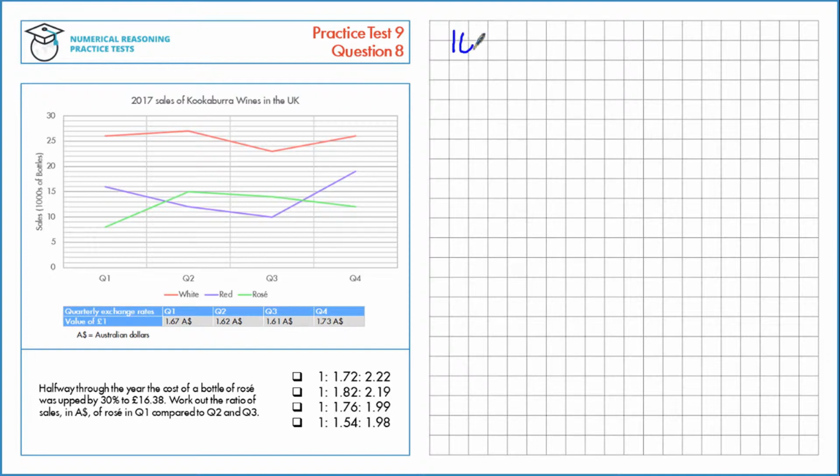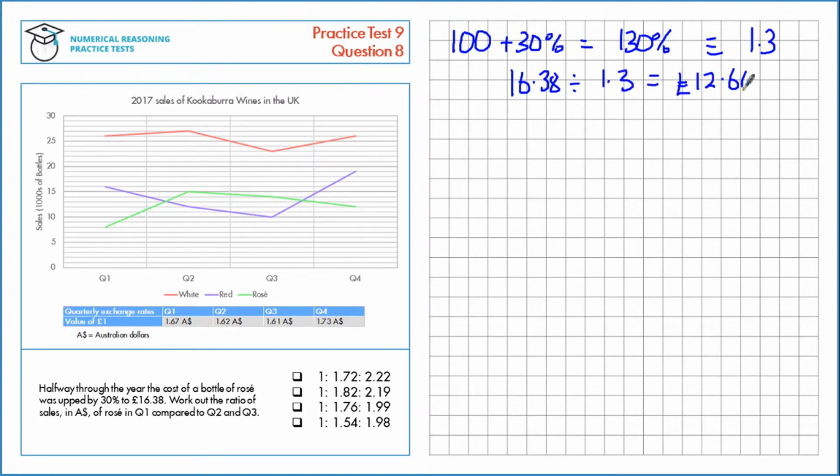If it's been increased by 30%, then it was 100% plus 30%, which is 130%. So it's 130% now. That's equivalent to a multiplier of 1.3. If we have 130% and we want the original value, we divide by the multiplier. So £16.38 divided by 1.3 gives us an initial price of £12.60.